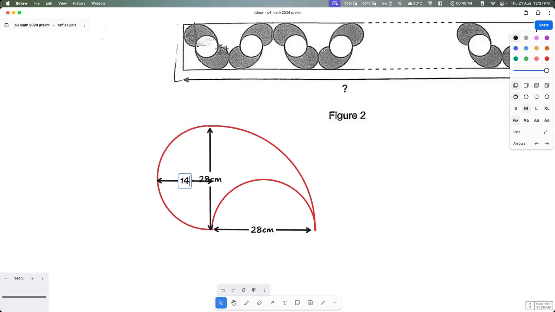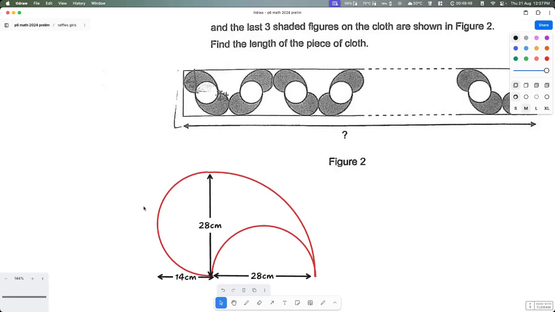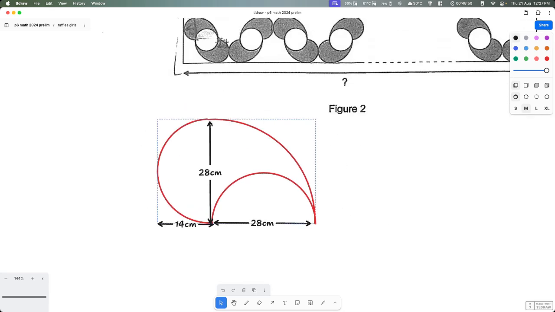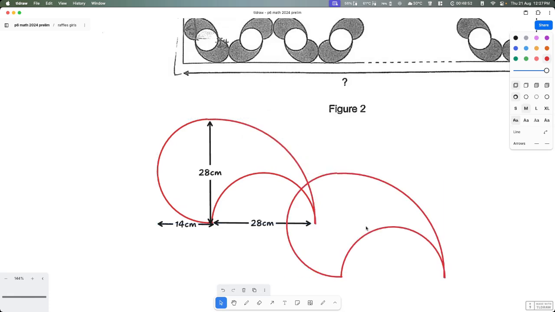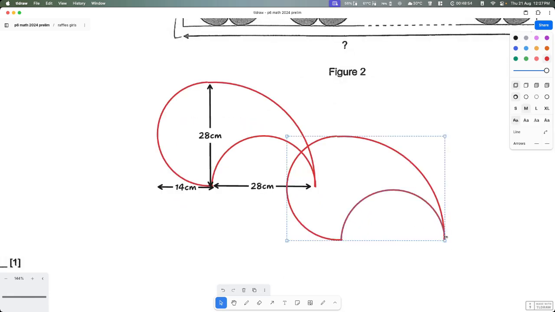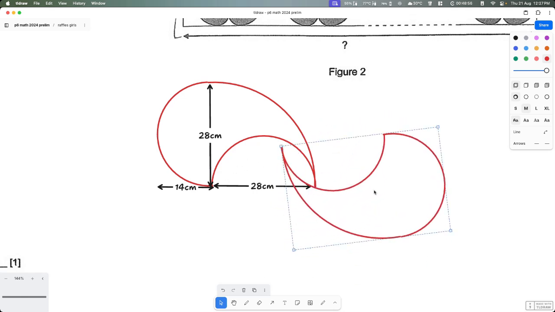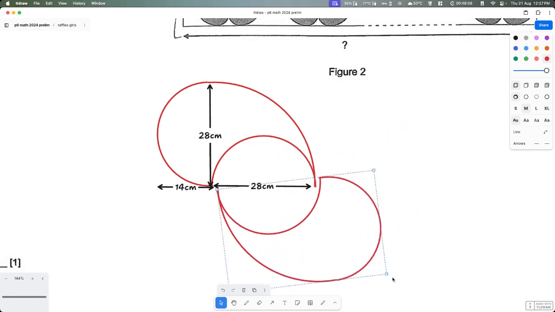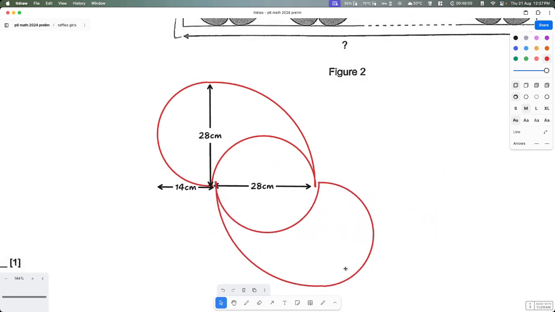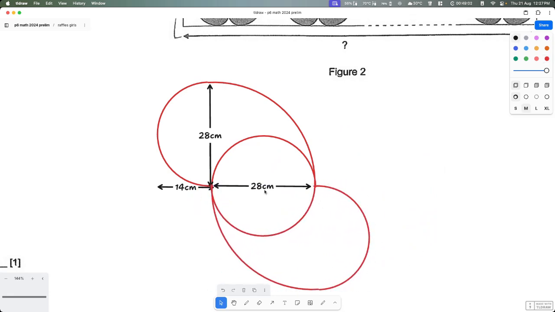20 divided by 4, you have 14 centimeters for this. Okay, so one pattern is this, and then if I were to just put this down, that means we complete the pattern, like this over here. And then that means this is also 14 centimeters. That's what you see over here, right?